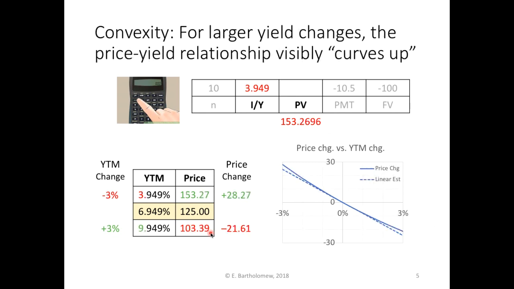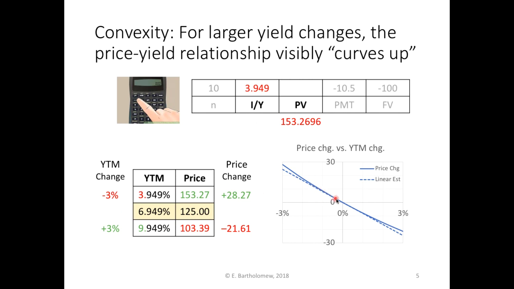Okay. Now, to see the curvature effect that we saw a little bit of in the previous slide, let's increase the YTM range. So instead of plus or minus 1%, we do plus or minus 3%. We'll get different numbers. So we're going from 6.949 to 3.949 in the reduced YTM case. And we input that into our calculator and we get this, 153 and change. And then if we go in the other direction, we get 103. Now we're seeing a much bigger difference in the price change.